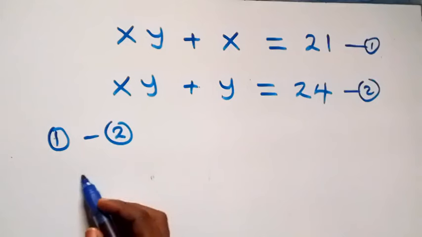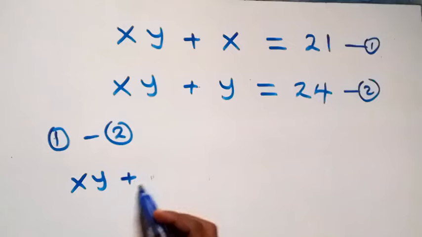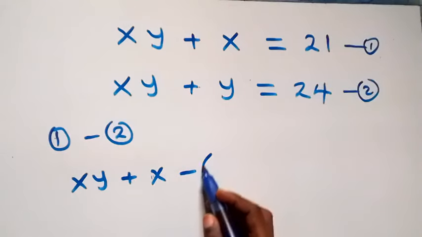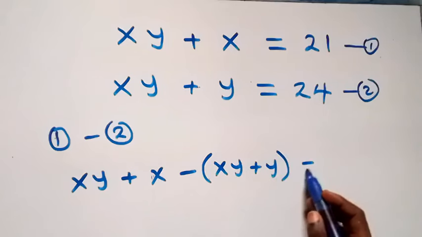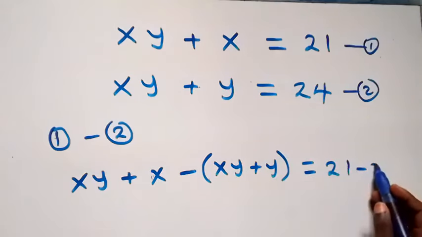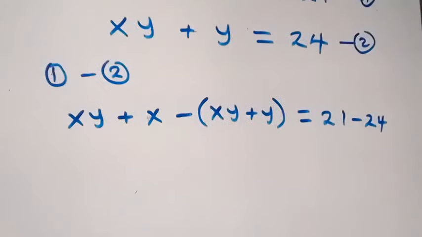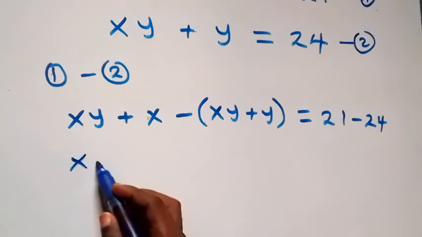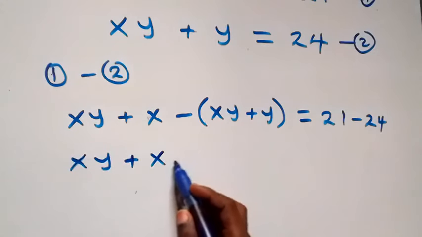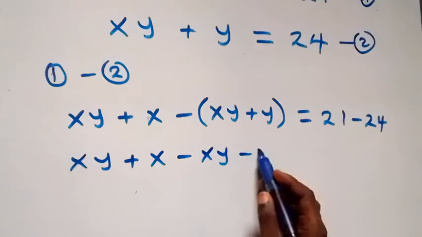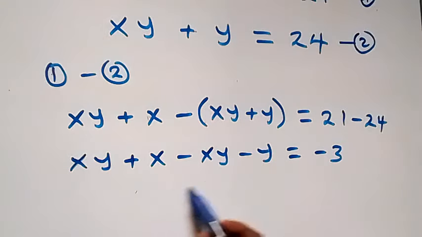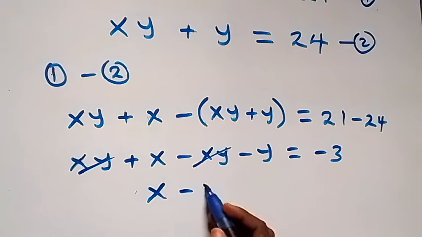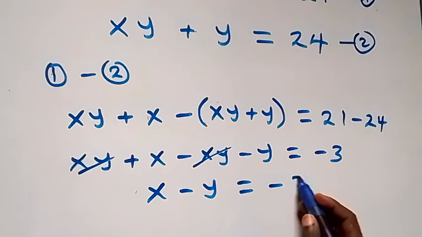From the left hand side, we have xy plus x, then minus, we put this in bracket, xy plus y, equals 21 minus 24. Then open this bracket: this becomes xy plus x minus xy minus y equals minus 3. Here, xy minus xy cancel each other. Then we are left with x minus y, which equals minus 3.